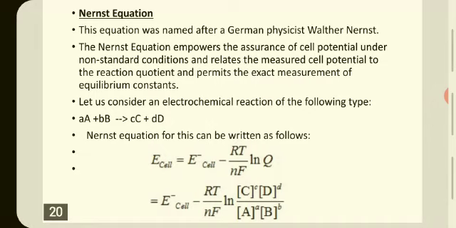The electromotive force, or EMF, of the cell, E cell, is equal to E0 cell minus RT upon nF natural log Q. R is the gas constant, T is the absolute temperature in Kelvin, n is the number of electrons released or gained, and F is the Faraday constant. And Q is the reaction quotient.